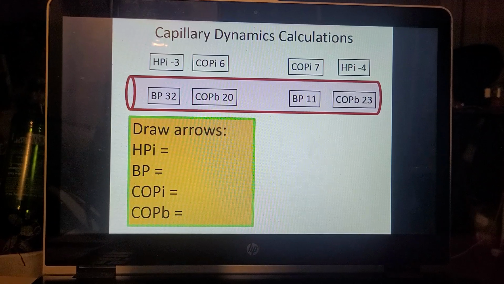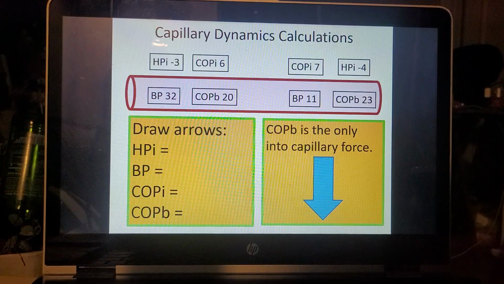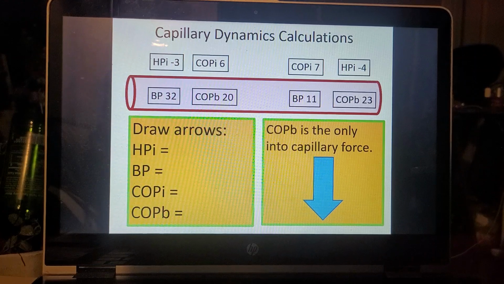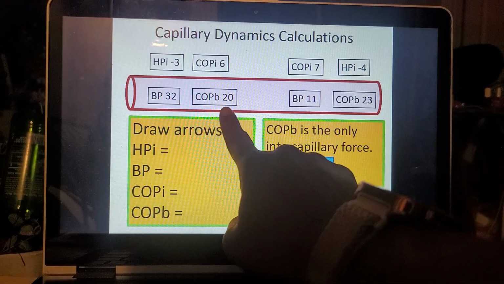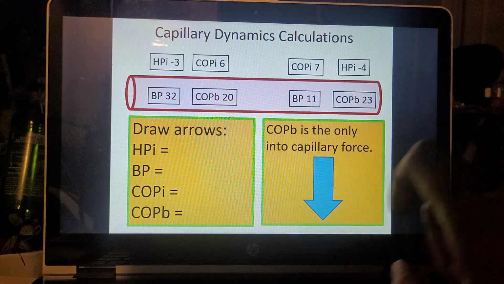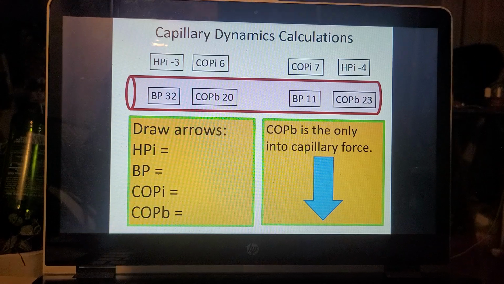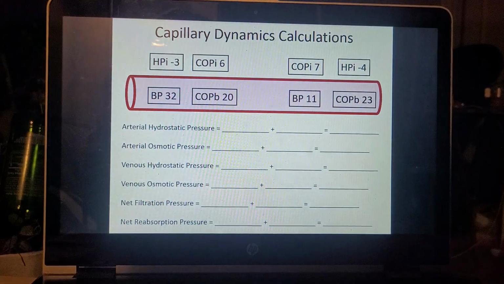So for our arrows, colloid osmotic pressure of the blood is the only into the capillary force. Everybody else's arrows, so down and down for these two. Everyone else, draw an up arrow to show that you're pushing fluid out of the capillary or drawing fluid out of the capillary. Next section, the actual calculations.